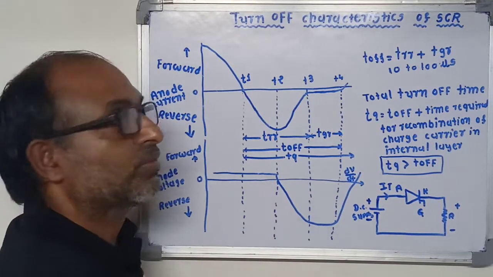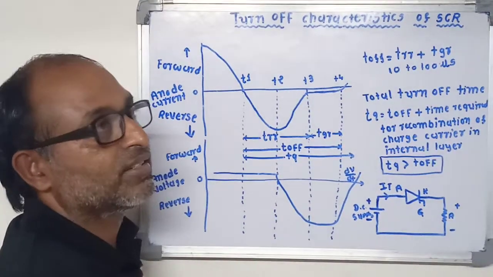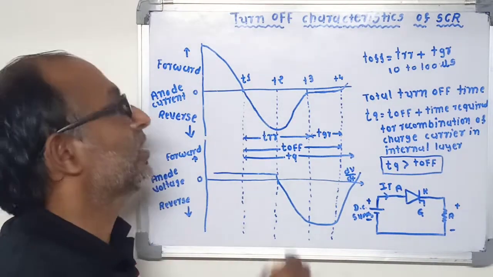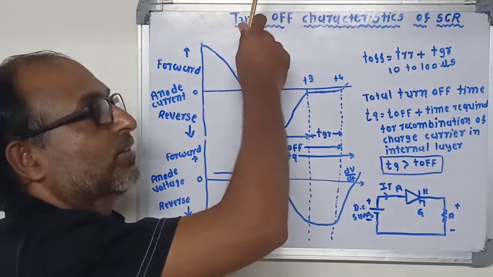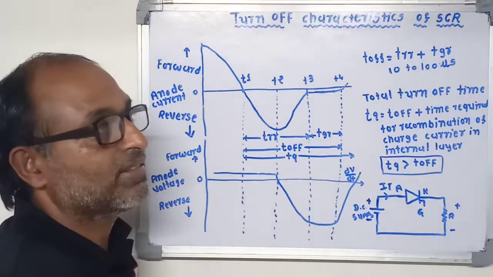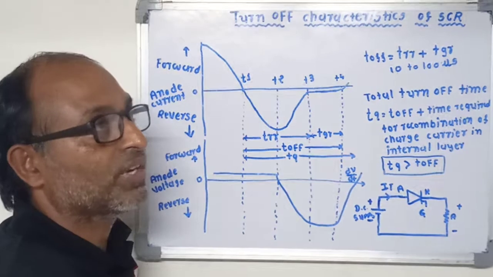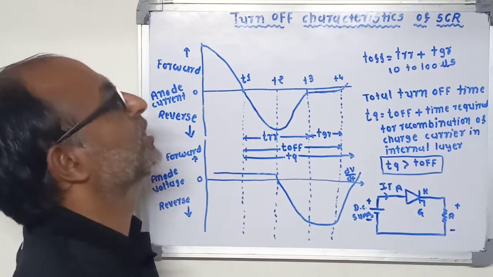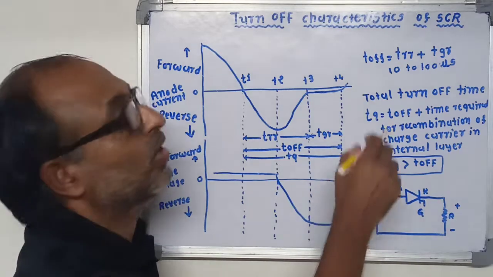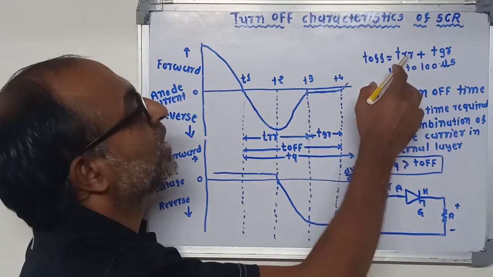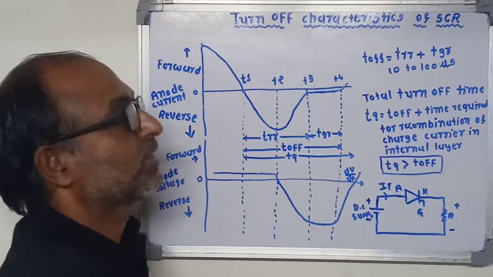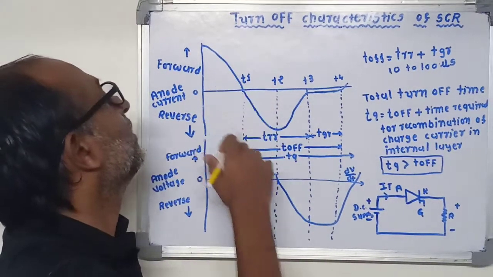The turn off time of an SCR is defined as the minimum time between the instant the anode current has reached zero and the instant the SCR is capable of blocking the forward voltage. So T off is the summation of reverse recovery time plus gate recovery time. Now let me see the characteristics.